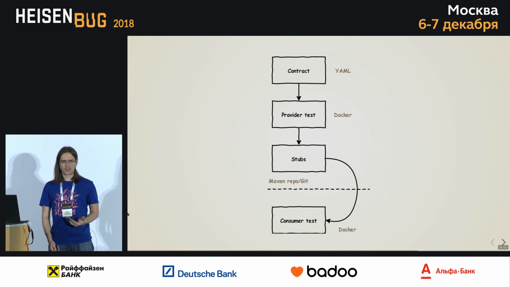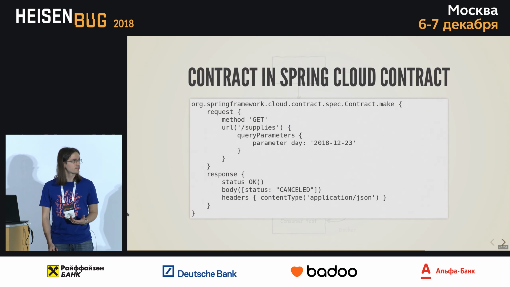If you don't have a Maven repository, so if you are a JavaScript-only company, you probably don't have your internal Maven repository, you can use a specially formed Git repository. And then on the consumer side, you have another Docker image, you run it, and it downloads the stubs and acts as the fake server for your tests.